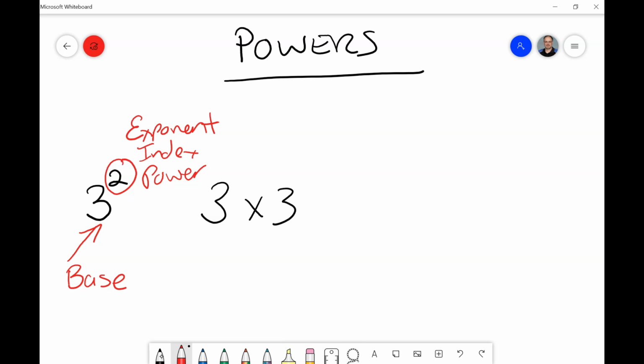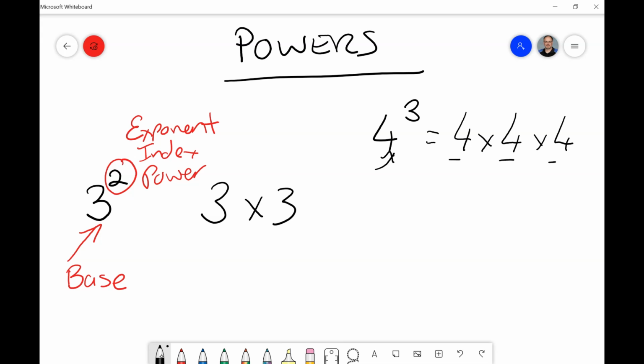You might also hear the term indices, which is usually a pluralized version of index, but they're the two parts that make up the question, if you like. So the base value, the value that we're going to multiply, and the index or power, which is how many times that happens. So if we have some other examples, if we said 4 to the power of 3, that would be equal to 4 times 4 times 4. The base value here is 4, and there are 3 of them.